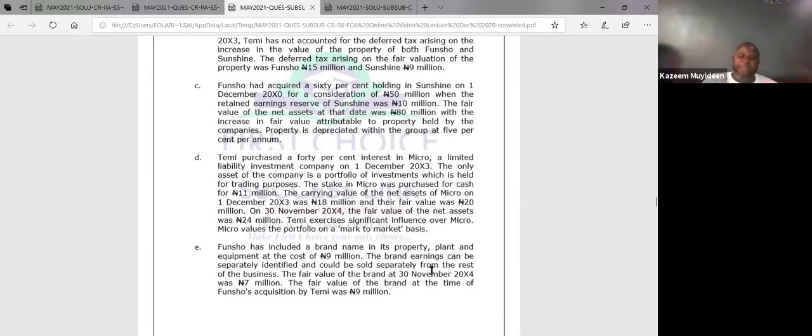The fair value of the brand name, okay. But the fair value of the brand name as of November 2004 is 7 million. The fair value of the brand name at time of acquisition, 9 million. That's why I put it at 9 million. Now it is 7 million. That means the brand name has impaired by 2 million.